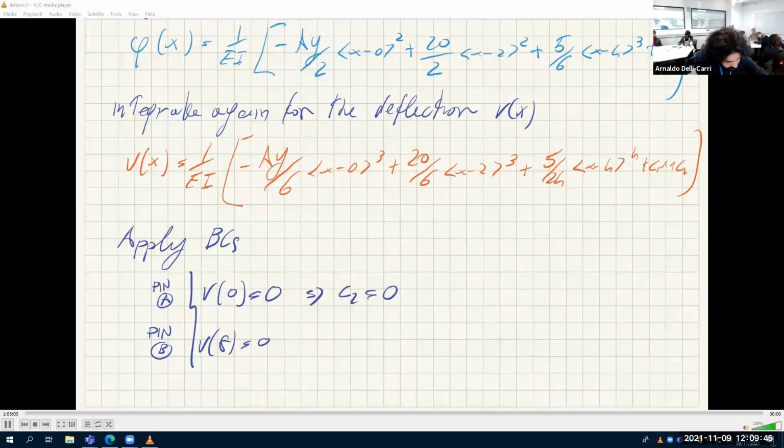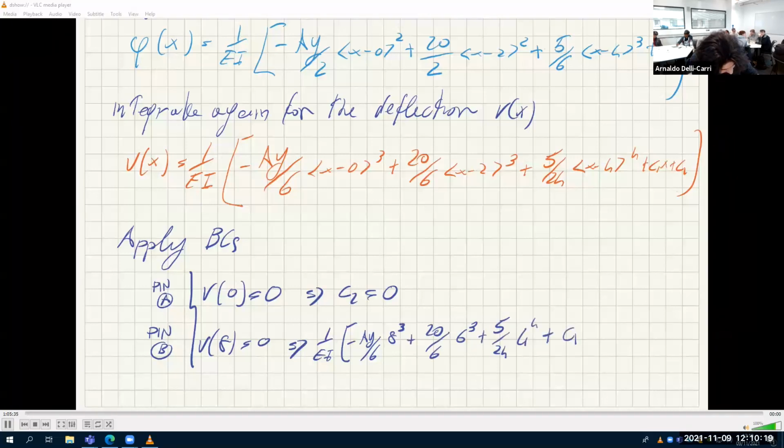So this gives the equation that tells me 1 over EI times minus AY divided by 6, 8 cubed, plus 20 divided by 6, 6 cubed, plus 5 over 24, 8 minus 4 is 4 to the power of 4, plus C1 times 8. And that's equal to 0.